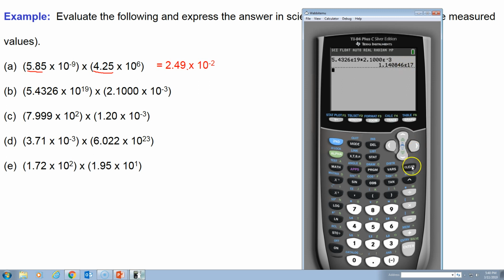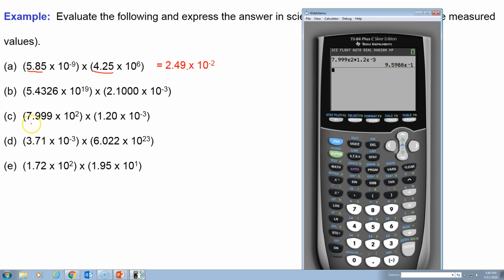Okay. All right, let's try one more, and then I'll leave you to do that. You can pause the video and try a couple in your own time. So here we go. 7.999, second function e to the 2, times 1.2. You don't have to put the 0 in there, it's not going to change the value. E minus 3, and enter. So there I am, 9.5988 by 10 to the minus 1.